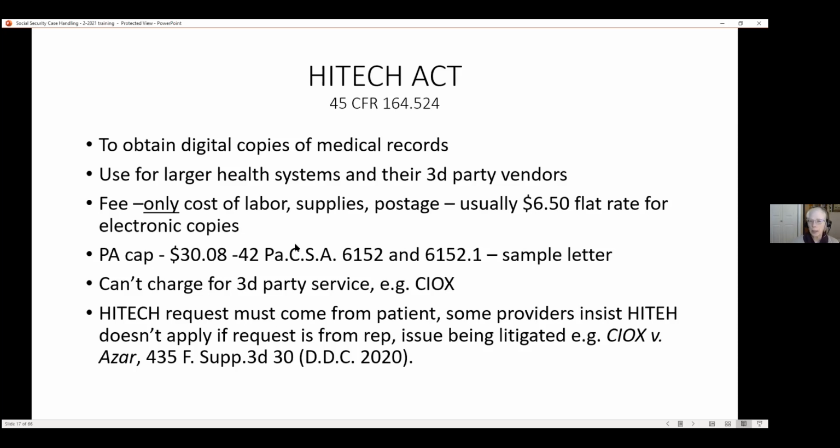And if you use the HITECH authorization, you ought to be able to keep them to the 6.50. Now, 6.50 is the flat rate. They can calculate a thing for labor, supplies, and postage and so forth. But if all they're doing is pressing a button and then sending you an email with the encrypted records, then I don't even know if that costs 6.50. So the bigger providers will use that or charge you nothing, because it's easier to charge you nothing than charge you something when it costs more to generate the bill for 6.50 than it would to just do the thing.